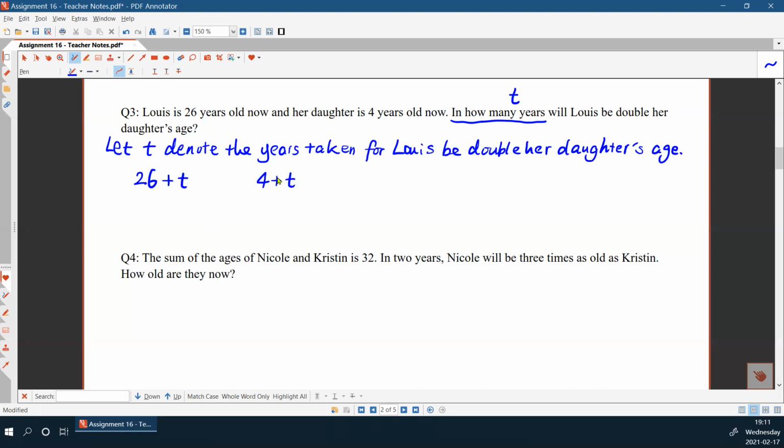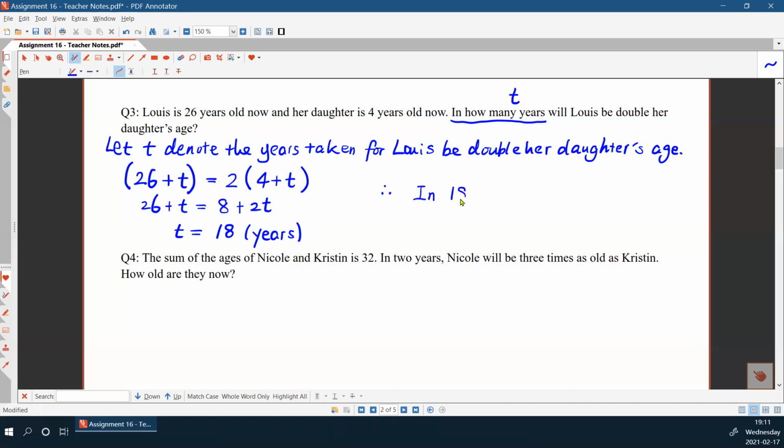And the requirement is Louise be double her daughter's age. So the value on the left-hand side should be twice the value on the right-hand side, right? So this is the equality relationship we are looking for, from which we can solve our t. Okay, this means t is 26 minus 8, which gives us 18 years, right?